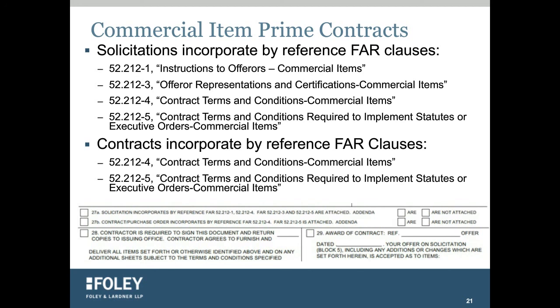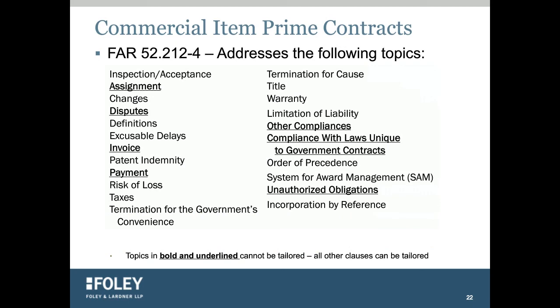In particular, FAR Clause 52.212-4, if you look at that clause, it has several paragraphs that really look like what you see in a commercial purchase order. Inspection, acceptance, changes, excusable delays, invoicing, disputes, payment, all these topics listed here. So that is the crux of the terms and conditions that are in commercial item prime contracts. The clauses that are bold and underlined cannot be changed.